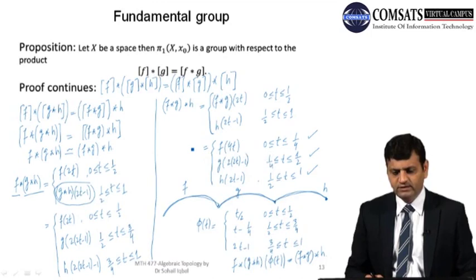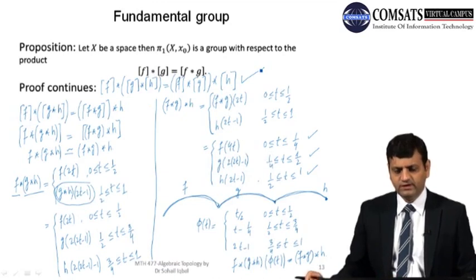And we have seen that if two paths are reparameterizations of each other, then they are homotopic. So we can say that f star (g star h) is homotopic to (f star g) star h. So if they are homotopic, then we can say that this equality holds. So in other words, we can say that this operation of star is an associative operation.